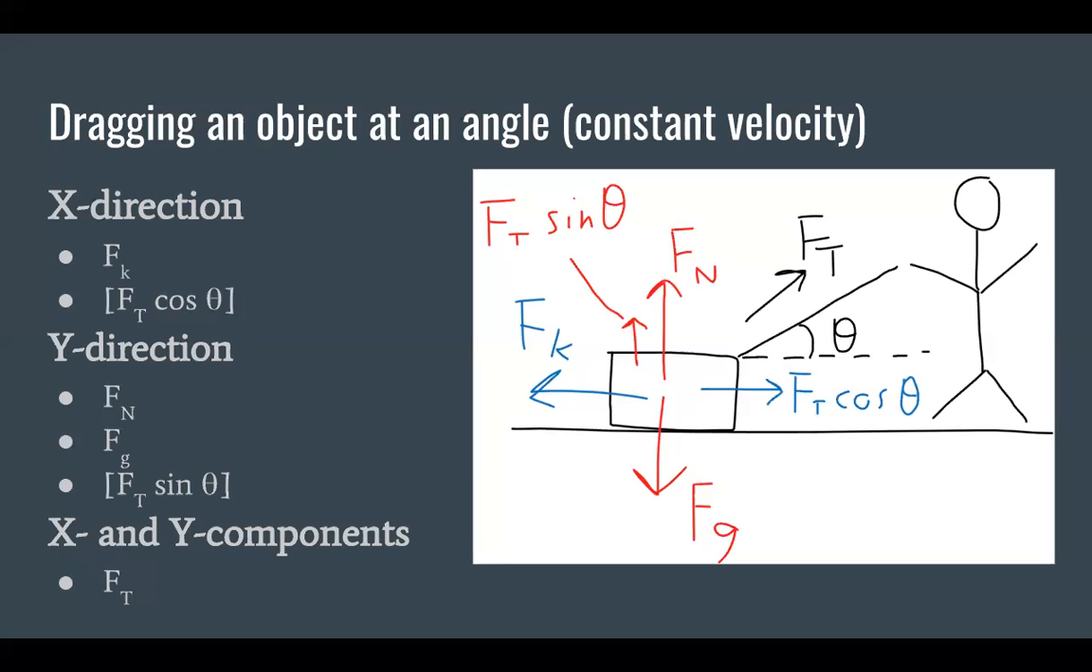In the x direction, it's a little bit simpler. We just have our x component of tension equaling our kinetic friction, since we know that the object is going at constant velocity. So there's equilibrium in the x direction and in the y direction.